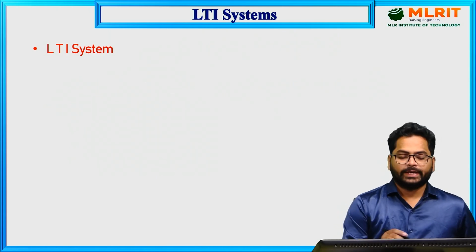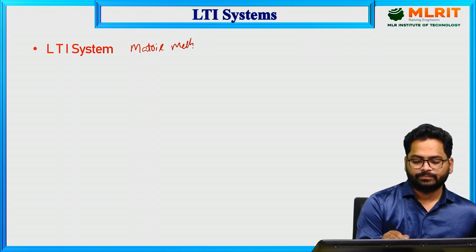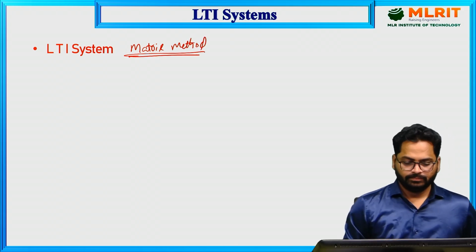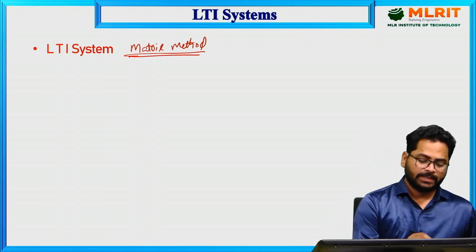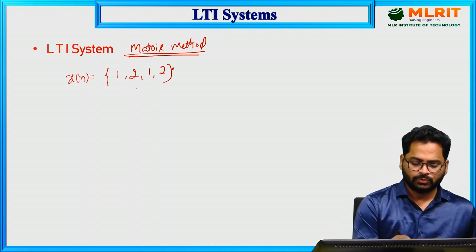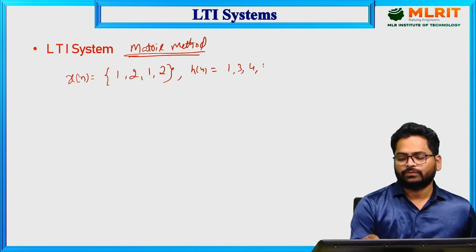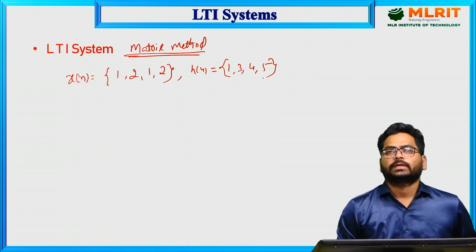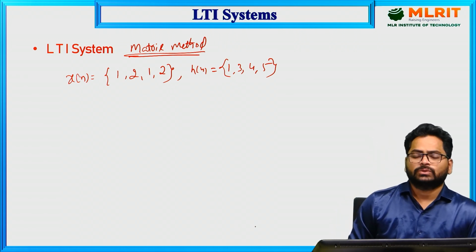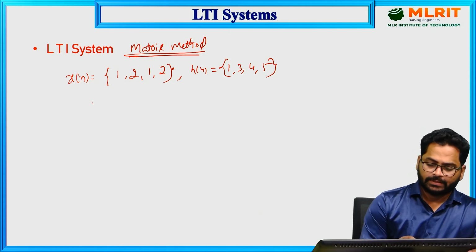Okay, so next one, it is the matrix method. For the same, I take the same example, 1 2 1 2. Next, h of n is equal to 1 3 4 5. This is the signal, right? How are we going to do the matrix method? In the matrix method, you write column-wise for each one until the number of rows is completed. That means I am writing 1 2 1 2.